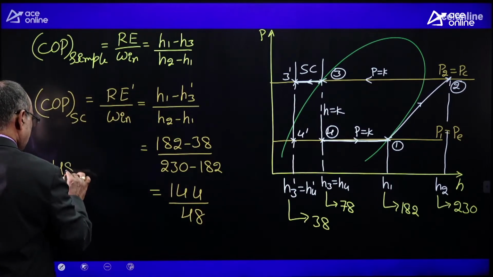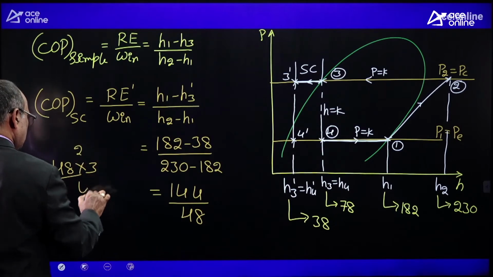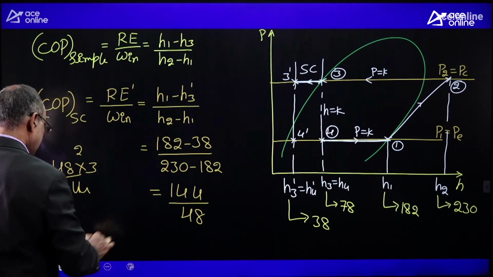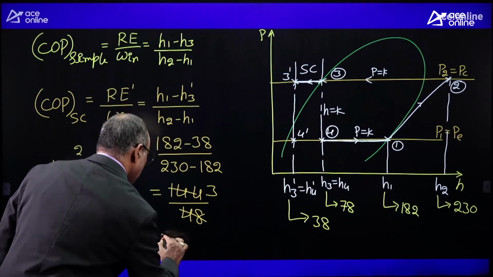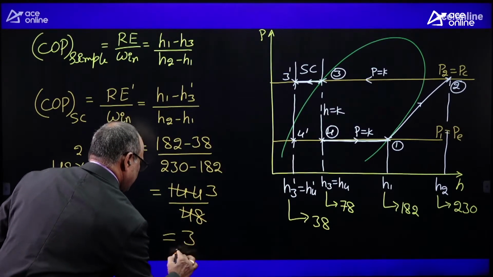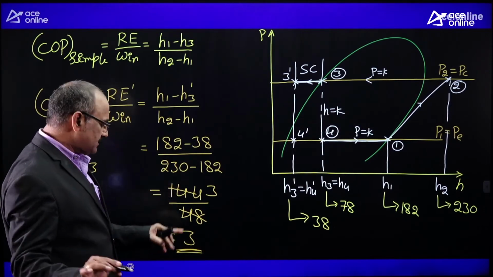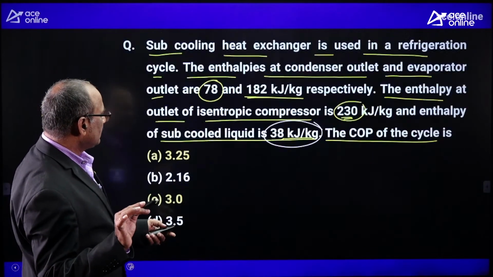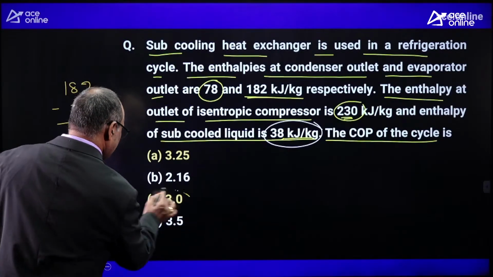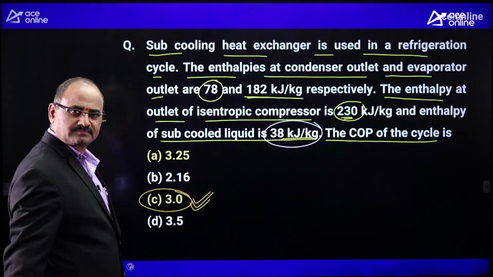48 multiplied by 3, how much? 144. Yes, so it is equal to 48 three times. Therefore, the COP equals 3. The COP of the vapor compression refrigeration system with subcooling is 3. Look at the options. Look at option C. Option C is absolutely correct.